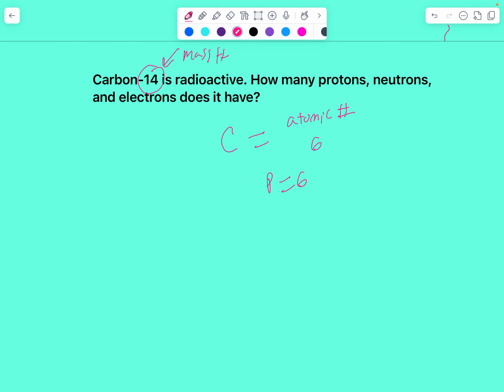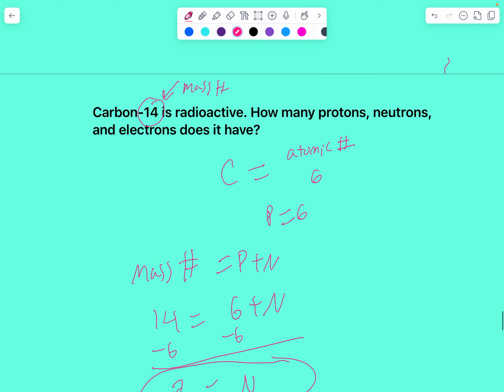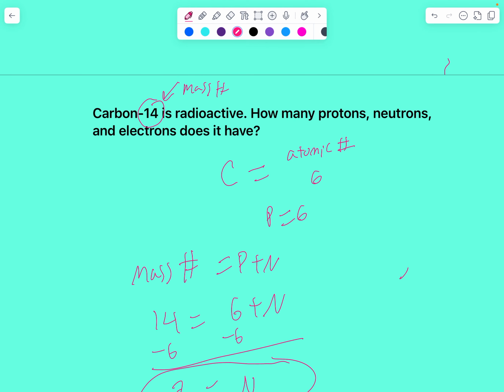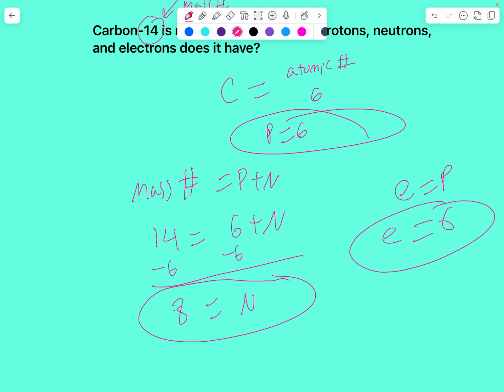Okay. What's the formula for mass number, y'all? Protons plus neutrons. So I'm going to say 14 equals 6 plus N. N plus what gives me 14? 8, right? Or you just minus 6 on both sides. Either way, you're going to get 8. So 8 equals the neutrons. And it is neutral, so electrons equals protons. What's my protons? 6. So electrons is 6. Protons is 6, neutrons are 8. Okay? That's how you would do that one.